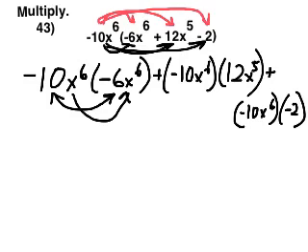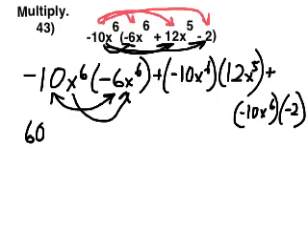So negative 10 times a negative 6 is what? 60. And then x to the 6 times... it's a positive 60. Negative 10 times a negative 6 is positive 60. So then x to the 6 times x to the 6.